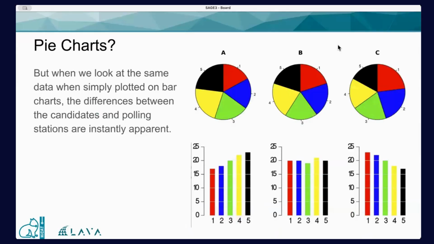This is the same example with the bar chart. Right? So when you look at the bar chart and they ask you, well, which one has the most red votes? I think you can very easily say that C has it, right? Because our perception of length is much better than our perception of angles.